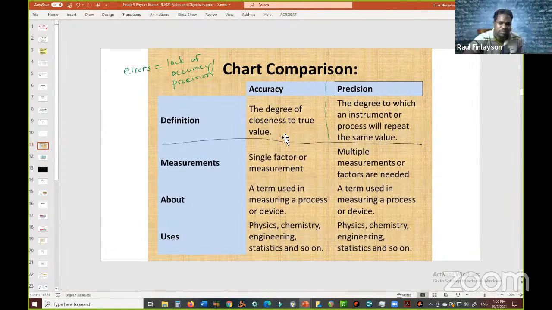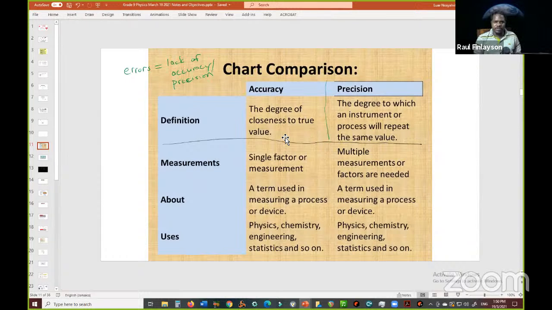Accuracy is the degree of closeness to the true value. Precision is the ability of the instrument to repeat. Now, repeating the measurement is a way to see if the instrument is working correctly. And what happens from time to time is that the instrument may not behave the same way as it did the first time.